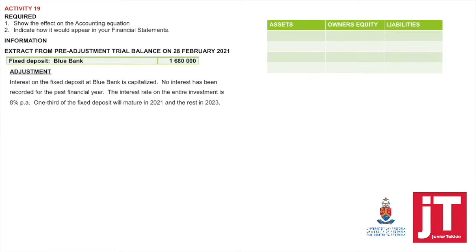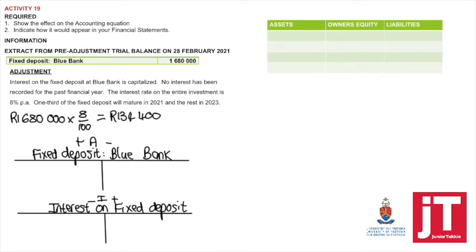Activity 19. Interest on the fixed deposit at Blue Bank is capitalized. No interest has been recorded for the past financial year. The interest rate on the entire investment is 8% per annum. 1/3 of the fixed deposit will mature in 2021 and the rest in 2023. So to find out the interest, this is the easy part. 1,680,000 times 8%. I just need to find out what is the interest for this accounting period. If interest is capitalized, it's added to the fixed deposit account.